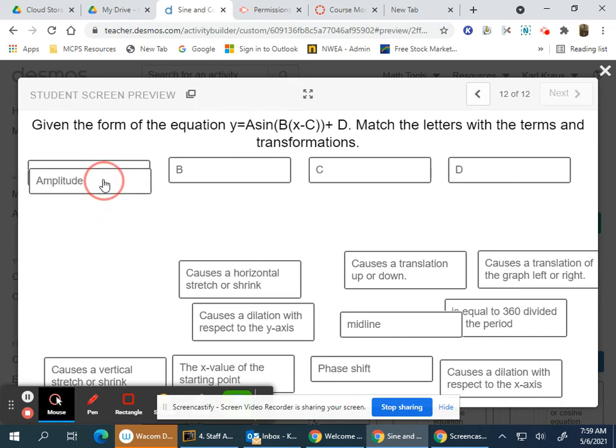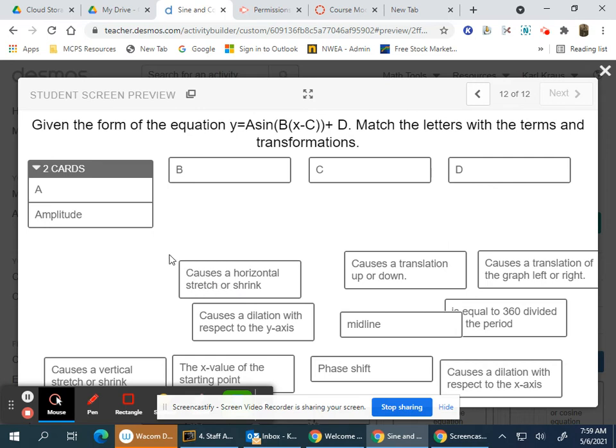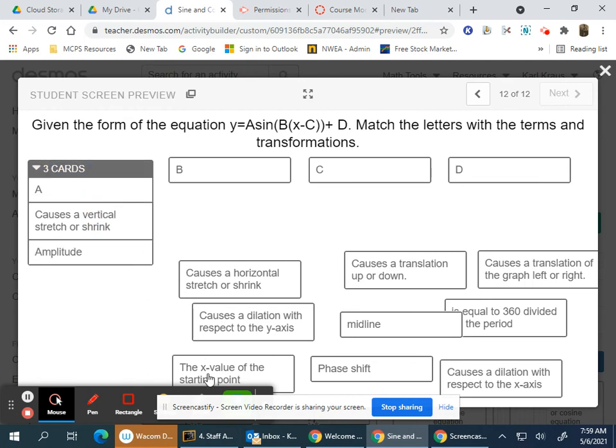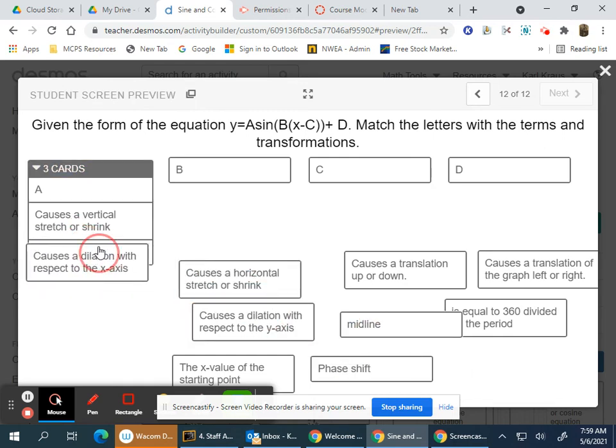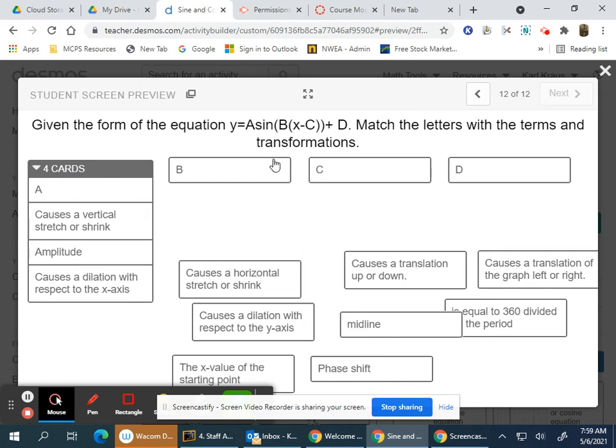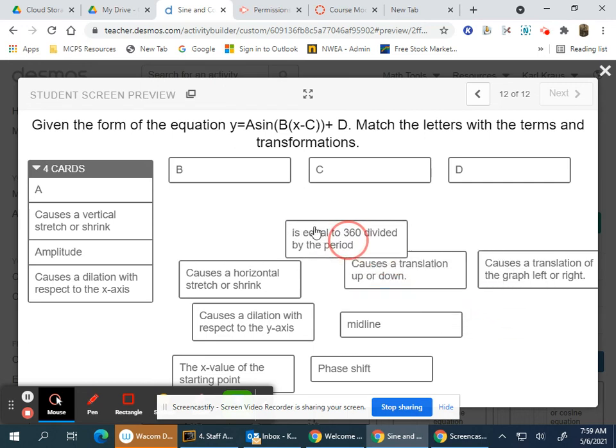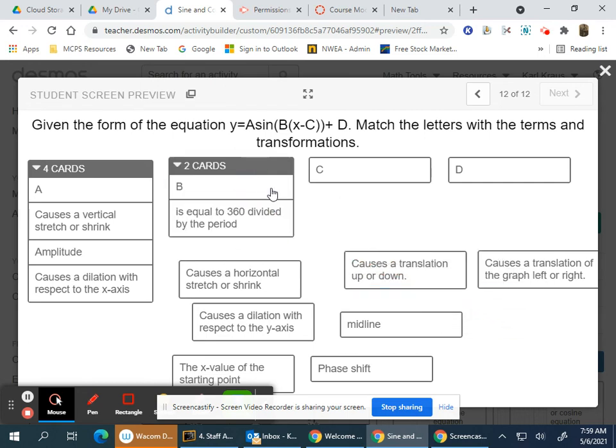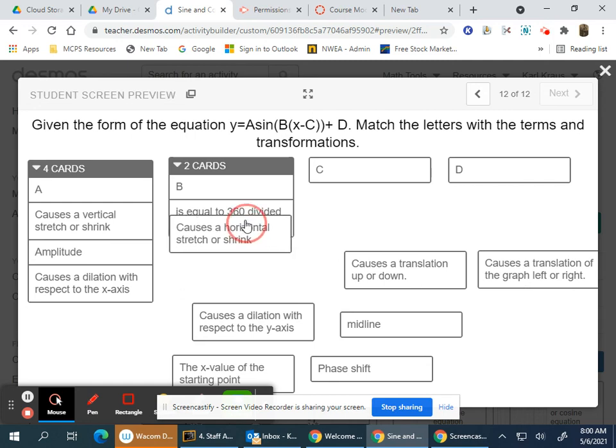What does the amplitude do to the curve? It causes a vertical stretch or shrink, and that's a dilation with respect to the x-axis. So those four cards go together. My b value is equal to 360 divided by the period. So my b value is going to cause a horizontal stretch or shrink, and that causes a dilation with respect to the y-axis.